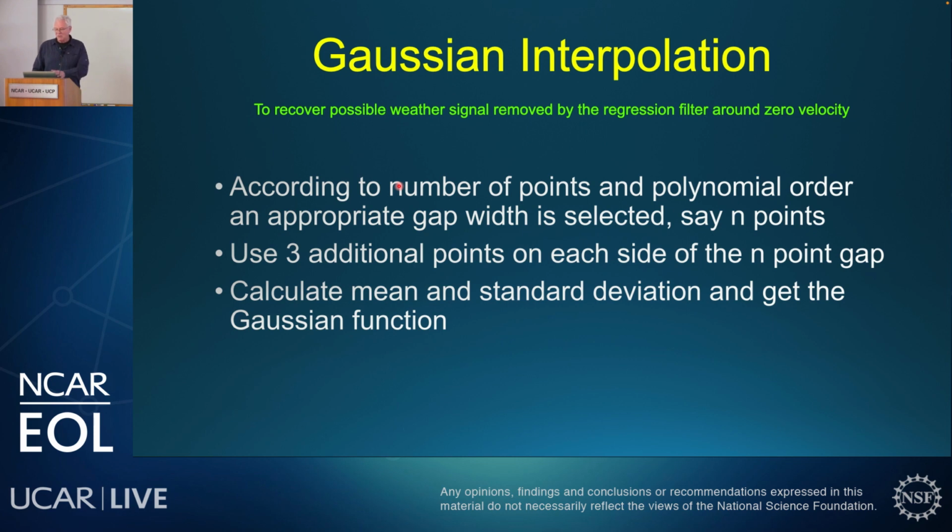The Gaussian interpolation is very straightforward. You have a notch. This is my notch now where I filtered it out. We use information left over in the spectrum to predict a Gaussian fit.